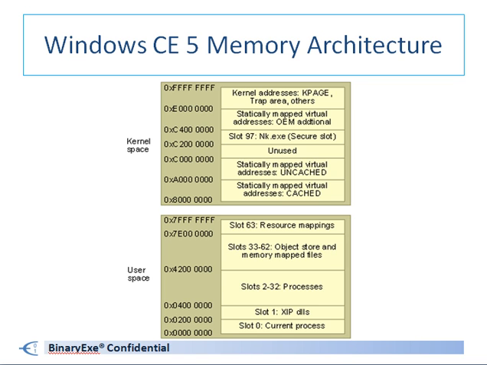Now slots 2 to 32 are for processes, so all the processes will be in slot numbers 2 to 32. Then slots 33 to 62 are object store and memory mapped file. Memory mapped file is for sharing memory between two processes. In the same way, the object store is something different. It's a part of the physical RAM.